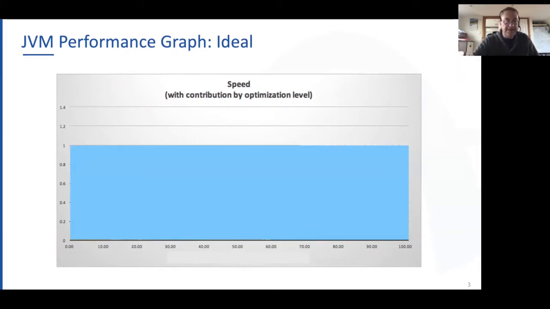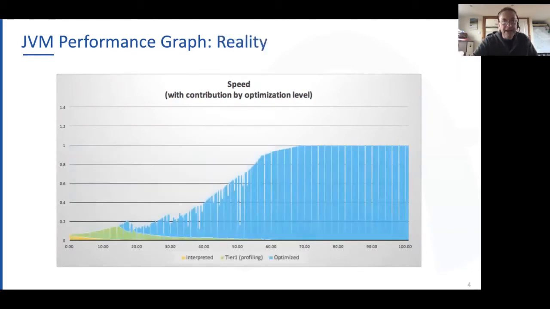The problem is that if we look at the reality of a typical Java application, it looks very different. And what we see is a gradual sort of warm up of performance. We start off slow, gradually warm up and get to a sort of optimum level of performance. And the graph, as I say, looks very different.